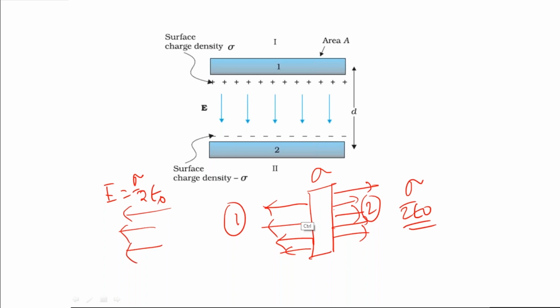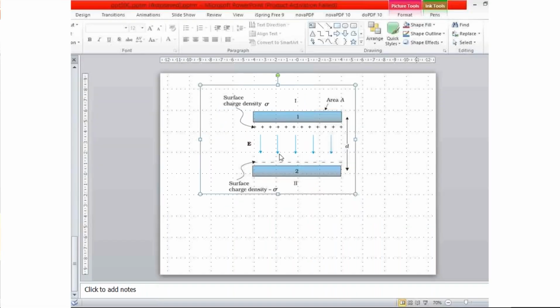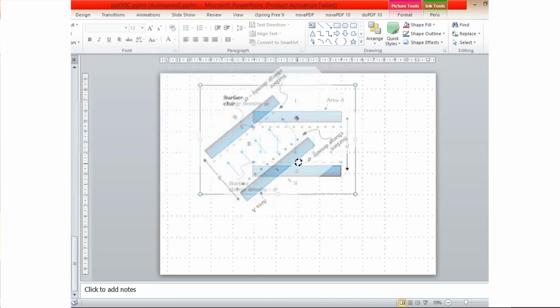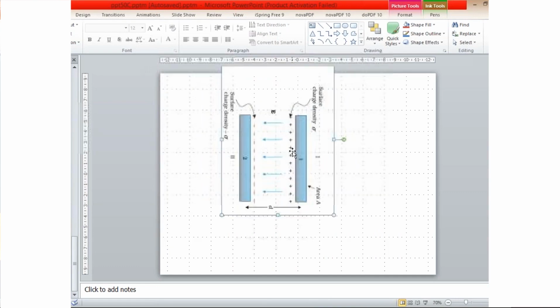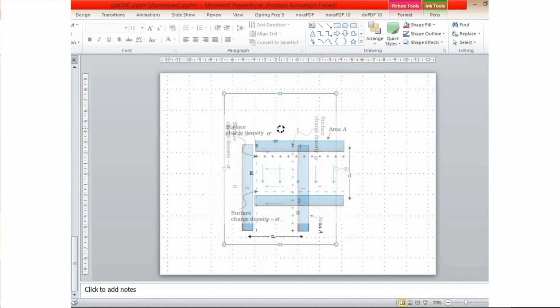But if this is a negative plate, what changes do you have to make? The electric field lines will be getting into the plate. If this is a negative plate, into the plate here like this, and here like this. Now see this parallel plate capacitor.